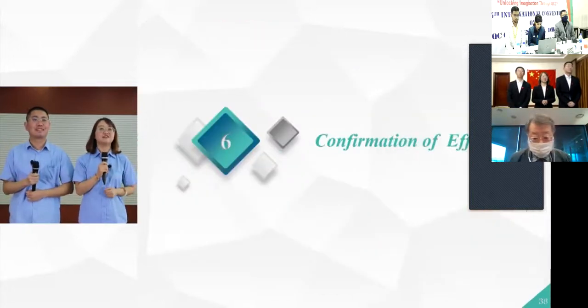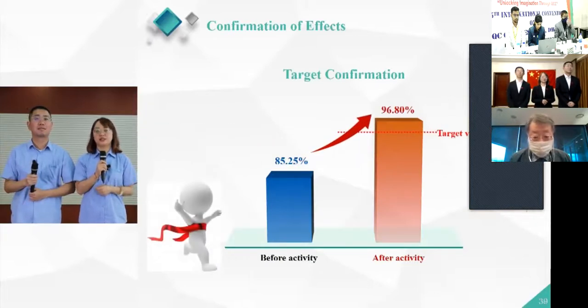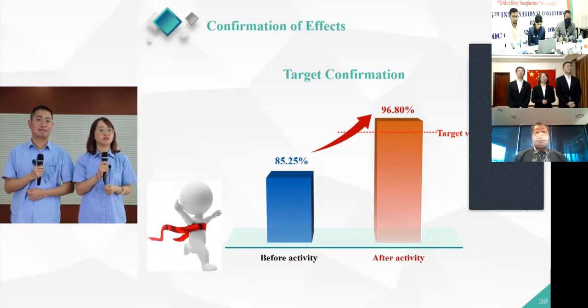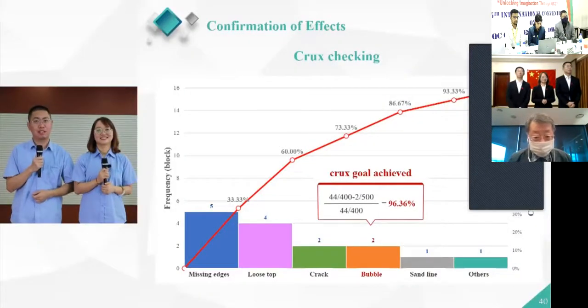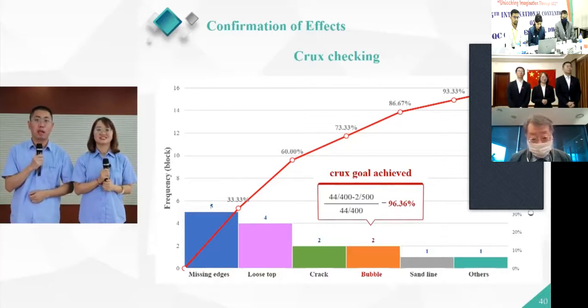Chapter 6, Confirmation of Effects. After all solutions were implemented, we checked the acceptance pass rate of the acropod blocks prefabricated and confirmed that the first pass rate reached 96.80%. Target was achieved. We also collected the statistics. This is a pareto chart. The calculation shows that more than 90% of the problem has been solved.